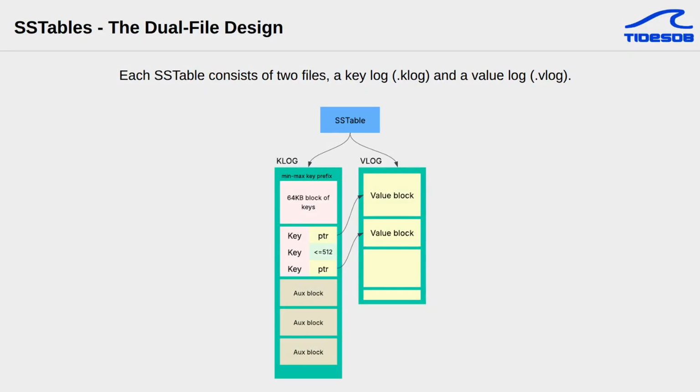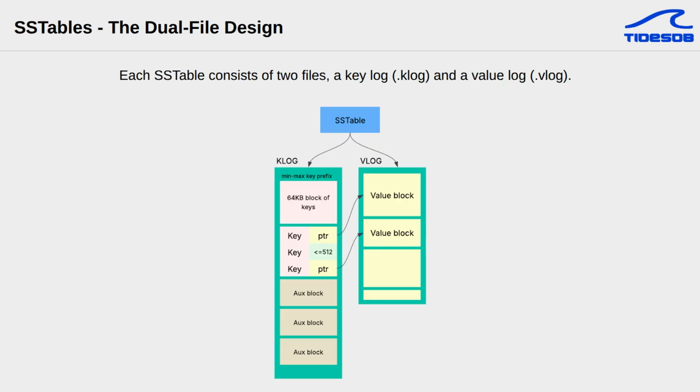So the SS tables consist of two files: the key log and the value log. If a key's value exceeds 512 bytes, the value is put into a value log when a flush or compaction occurs. The K-log is made up of 64 kilobyte blocks, and each 64 kilobyte block has a min and max key prefix of the keys that exist inside of that 64 kilobyte block.